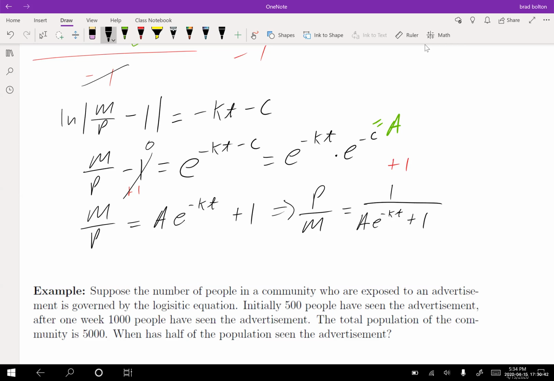But I want to solve for P. So P equals M over 1 plus A e to the negative KT. And that is our logistic equation.